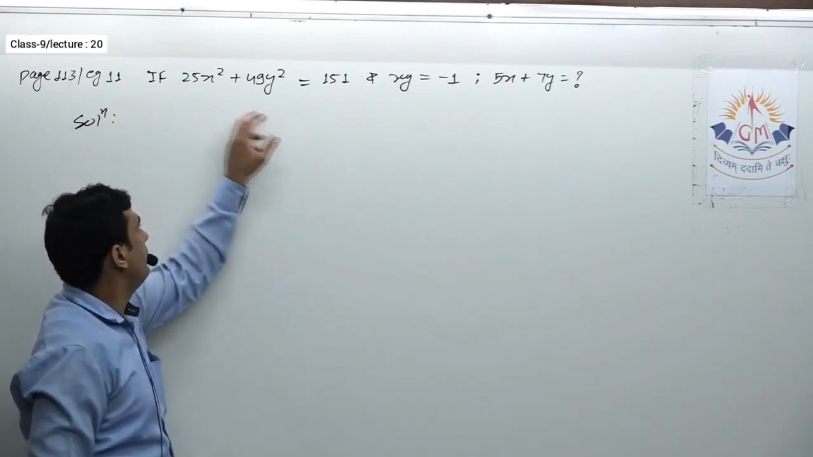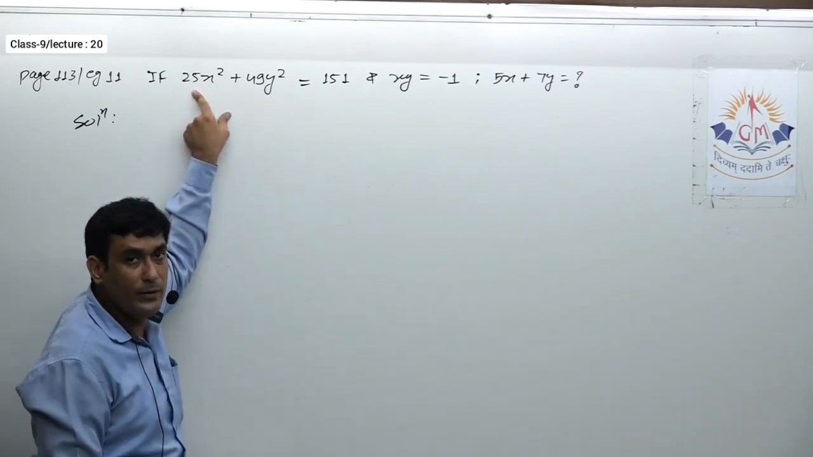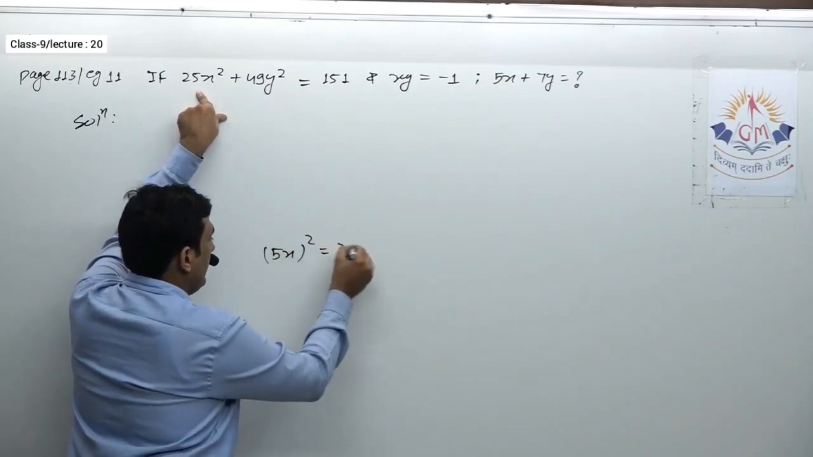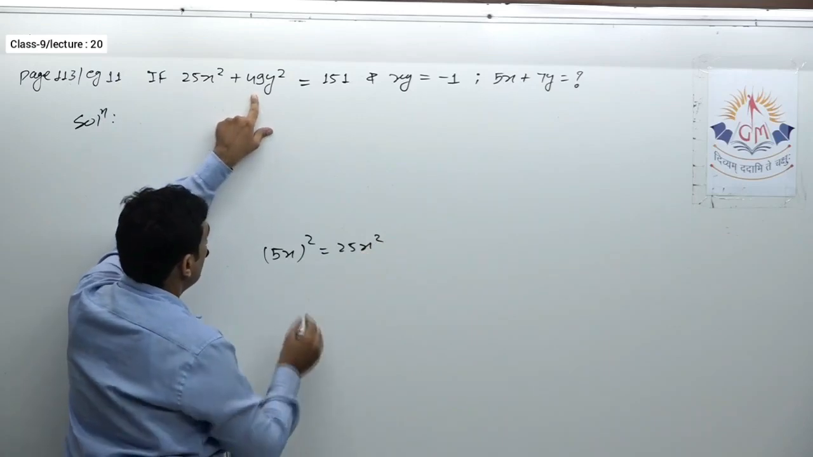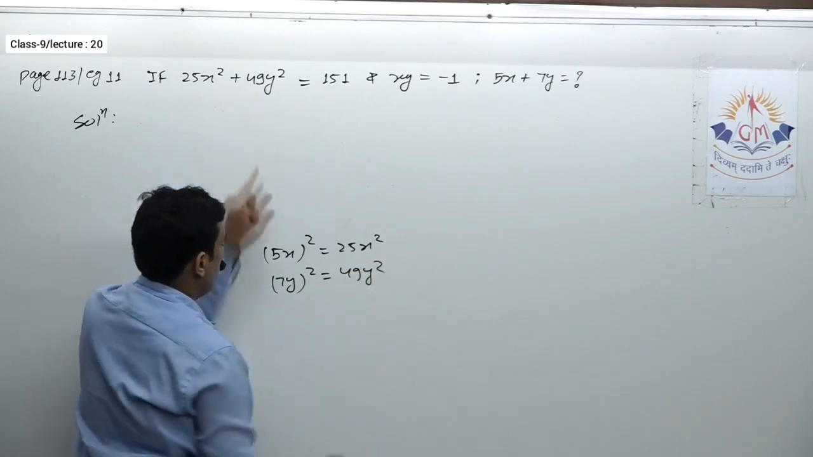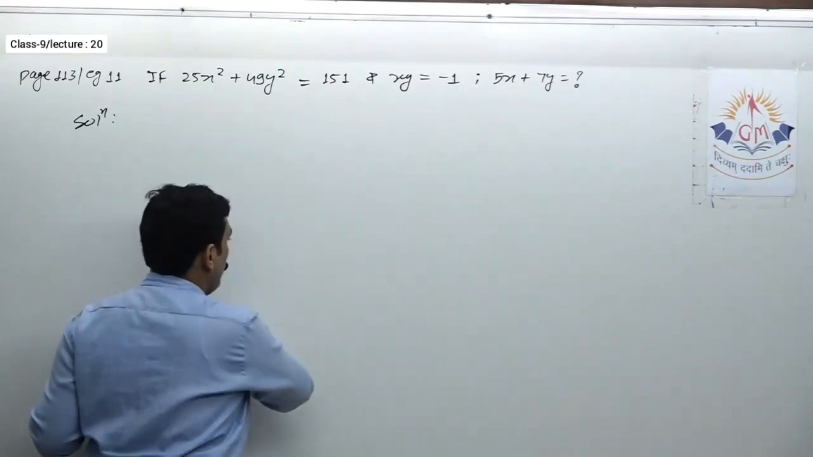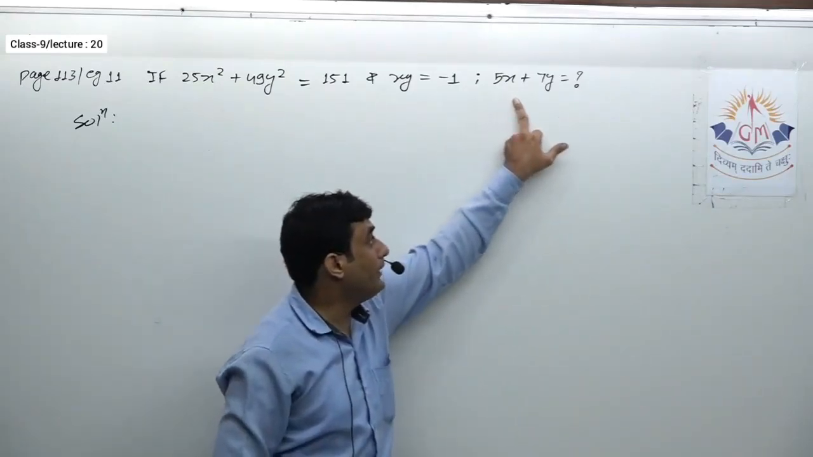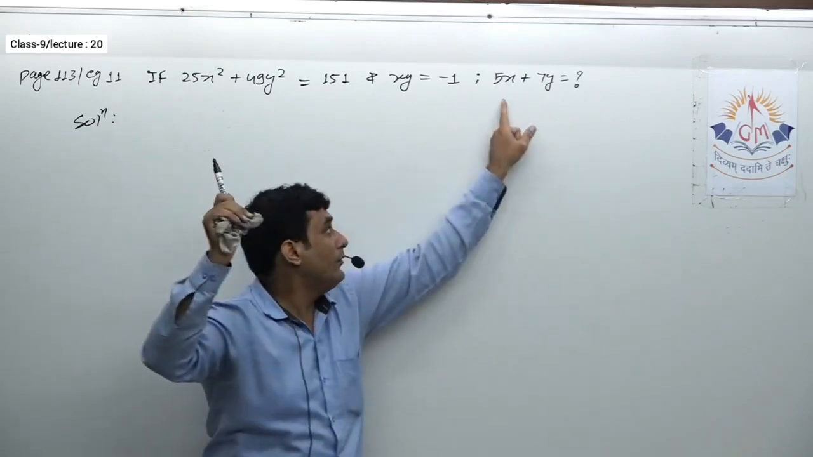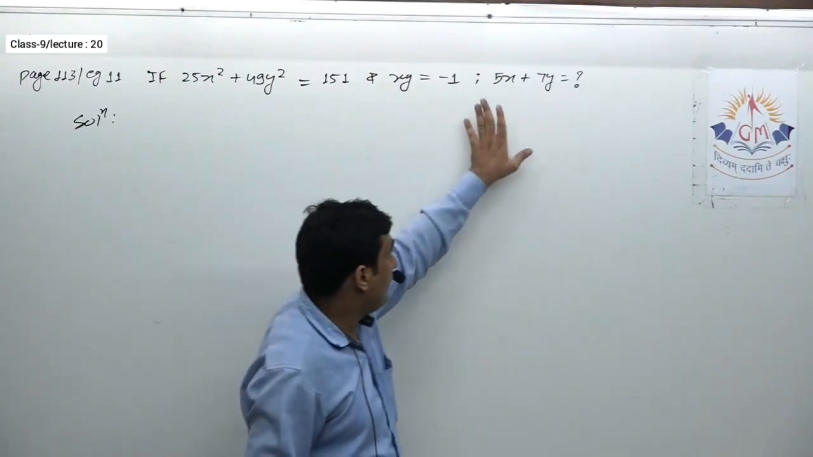See, if you observe it carefully, this is 25x square plus 49y square. Over here this 25x square is a complete square of 5x. That means if you square 5x, you will get 25x square. Similarly, this is also a complete square, the square of 7y. If you square it, you will get 49y square. Now this is the first observation. Second thing, we need to get the value of 5x plus 7y. We saw 25x square is a square of 5x, and 49y square is a square of 7y, and we need to find the value of this.